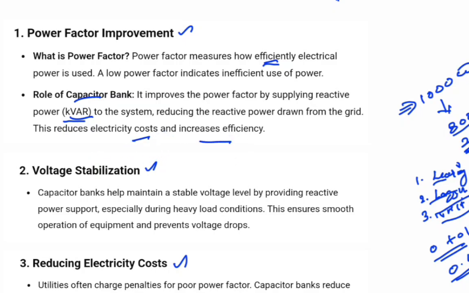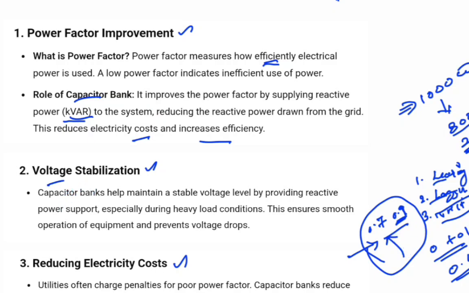For example, in the transmission line the power factor is coming at 0.7. Now we connect the capacitor bank here. So now it is improved to 0.9 power factor. So this is the major reason why we are using the capacitor bank.